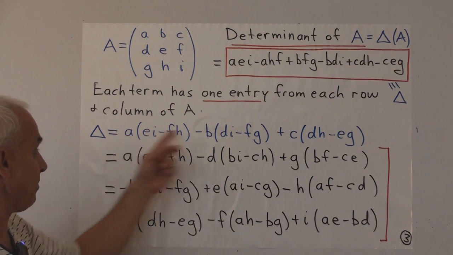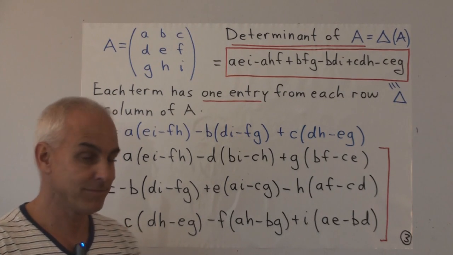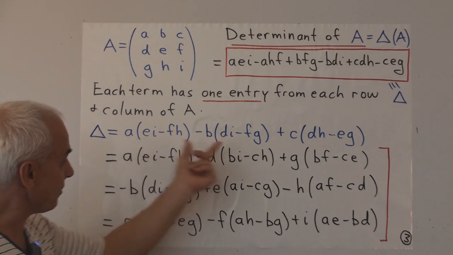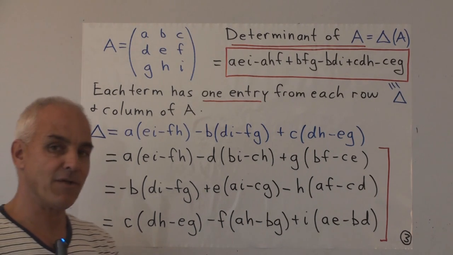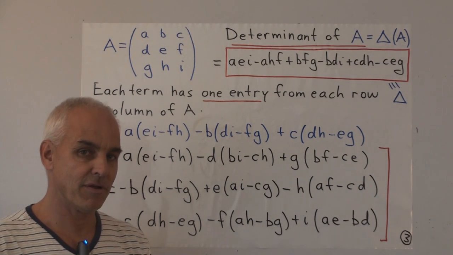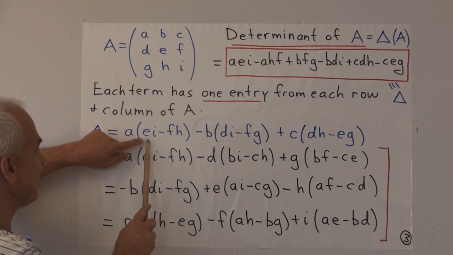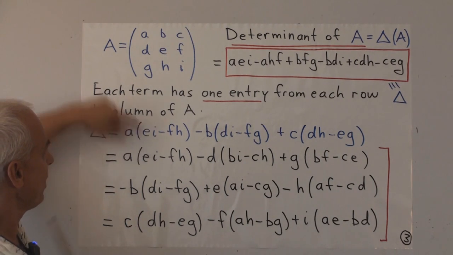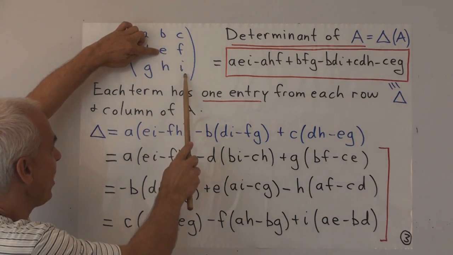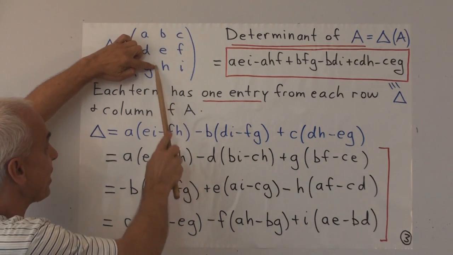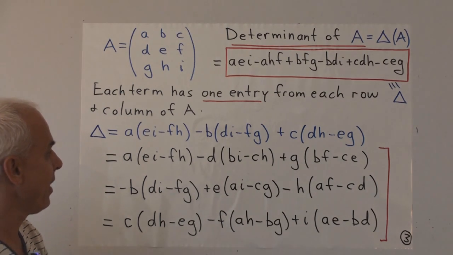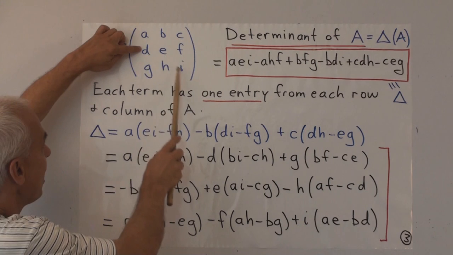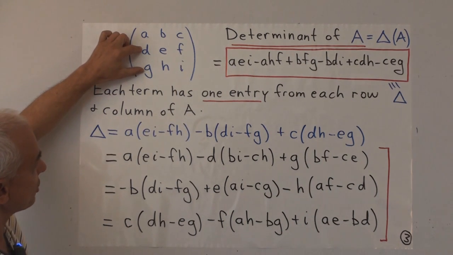We see that A, B, and C first of all appear linearly, and that each of the things multiplying them are themselves like 2 by 2 determinants. What is this, EI minus FH? Well, it's this E times this I minus FH. That's exactly the 2 by 2 determinant formed there. And what about DI minus FG? Well, that's also a determinant.